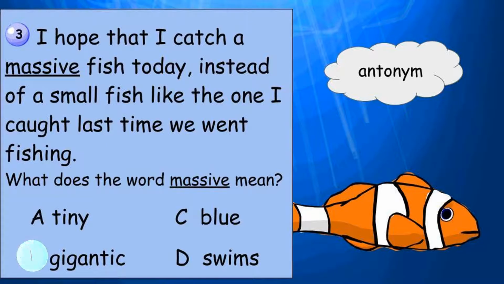Did you notice the word instead right after the word massive? Instead is a keyword that tells us we might be looking for a word that means the opposite of massive. When we look at the answer choices, we notice the word tiny, which means small. Who wouldn't want to catch a massive, large fish instead of the tiny, small fish that was caught the day before?